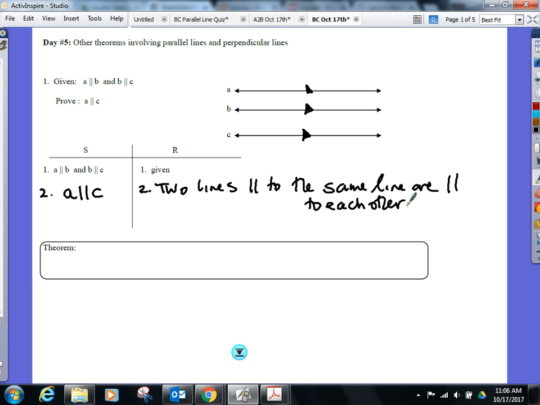Not substitution. So we can write, here's the new theorem, 2 lines parallel to the same line are parallel to each other.